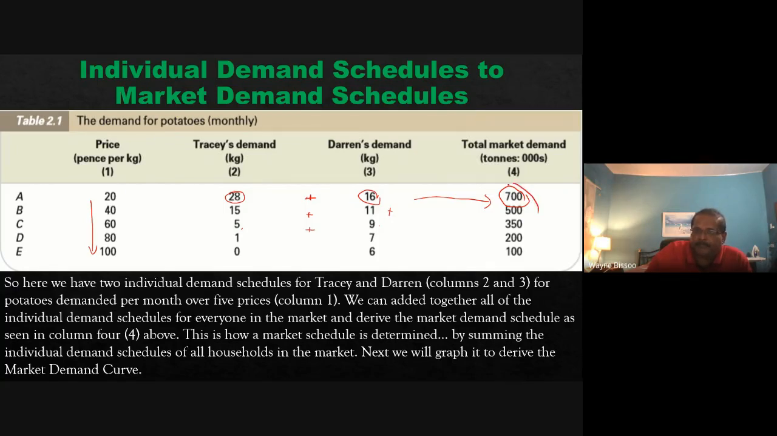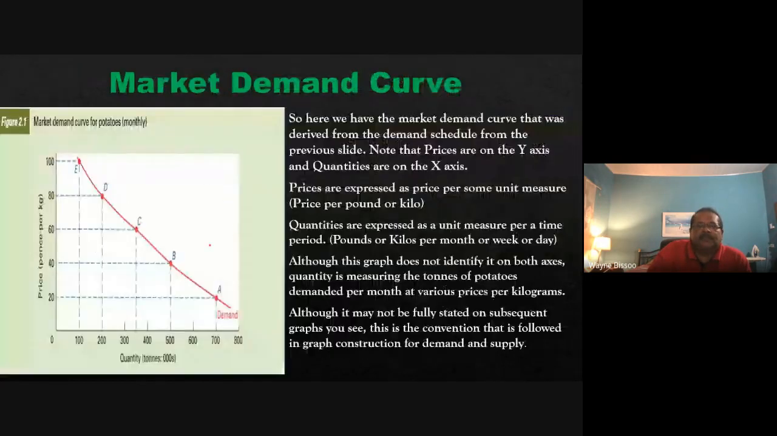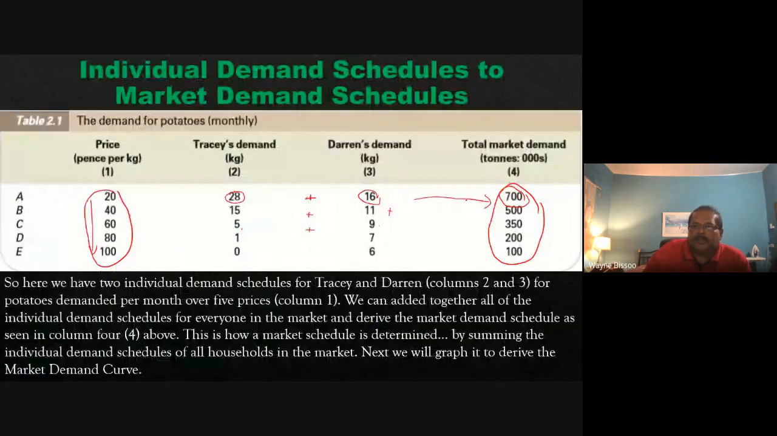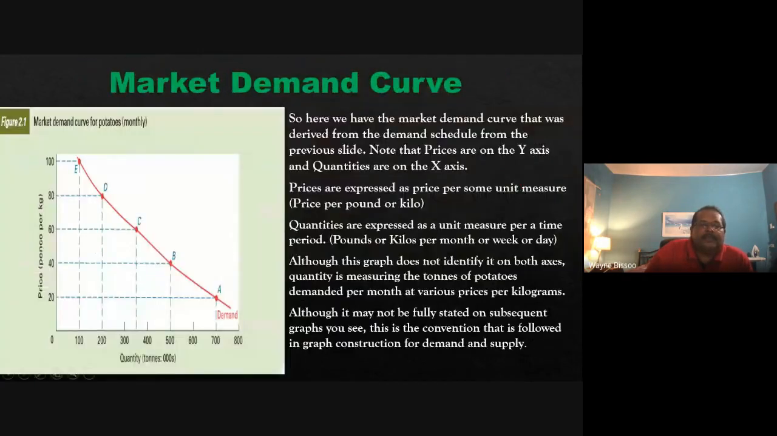Okay, so now we're going to take this information here and this information here to plot the market demand curve. So if you remember, let's go back and look at the thing here. At $20, the total demand was 700, correct? So if we go here at $20, see it there? The total demand is 700. Seeing it? And if I remember carefully, at 100 pence, the total demand was 100. Seeing that there?